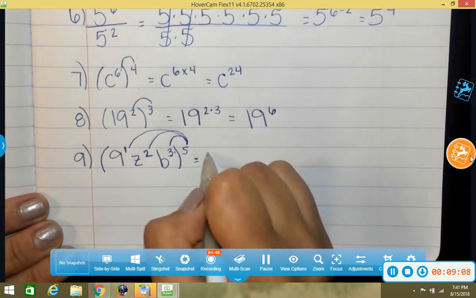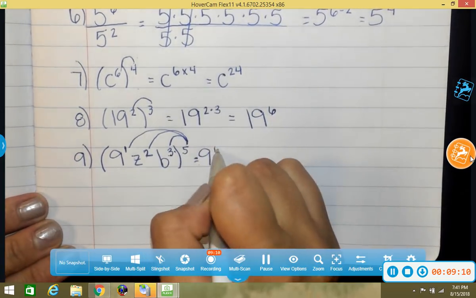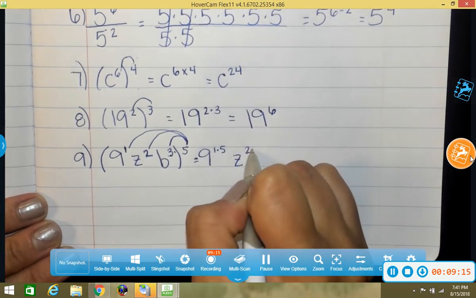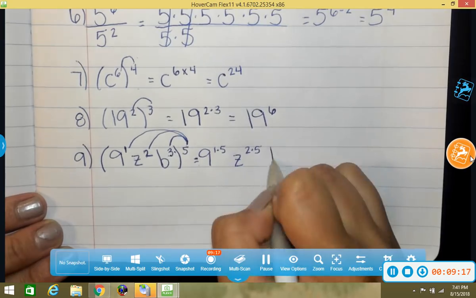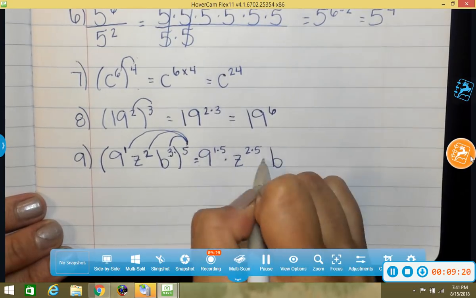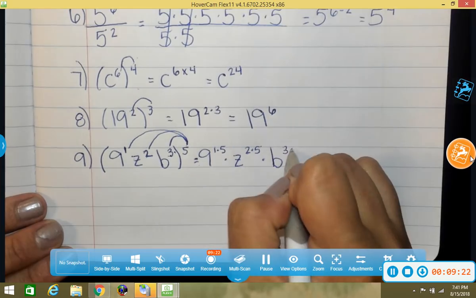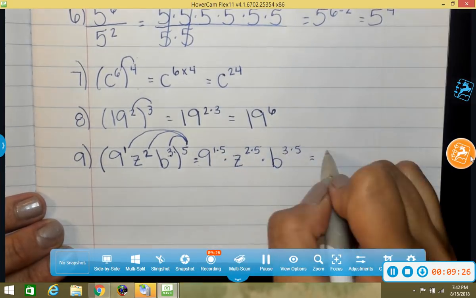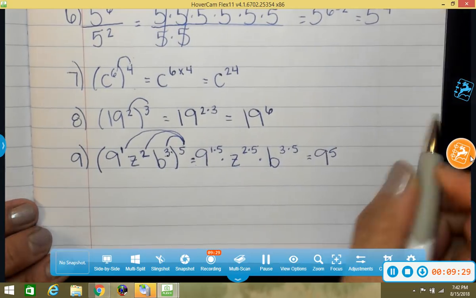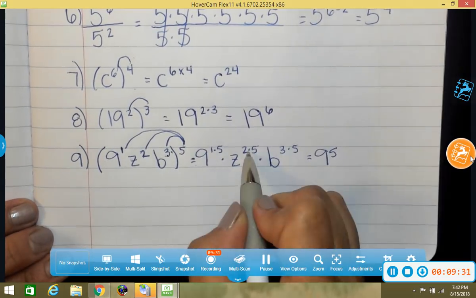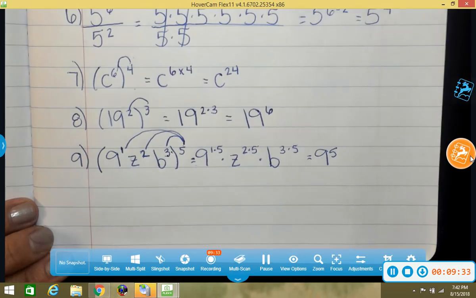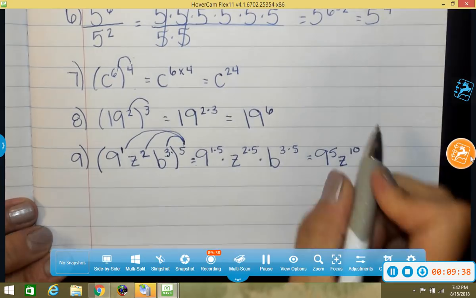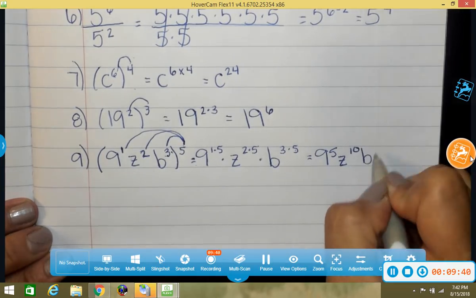So it's like saying 9 to the 1 times 5 power, z to the 2 times 5 power, and these are all being multiplied, and b to the 3 times 5 power. So 1 times 5 is 5, so 9 to the 5th power, and then z to the 2 times 5, 2 times 5 is 10, so z to the 10th power, and then 3 times 5 is 15, so b to the 15th power.